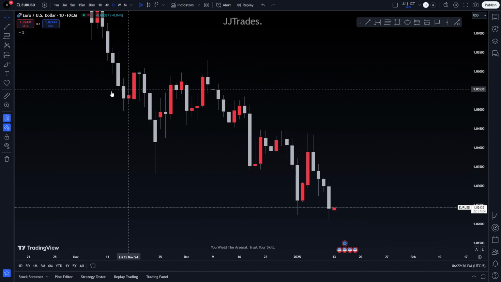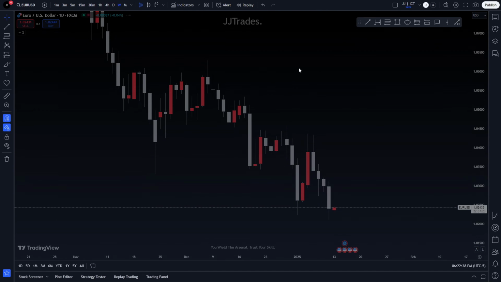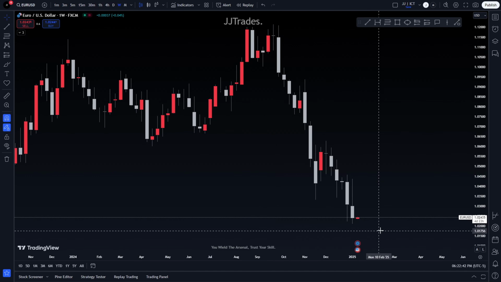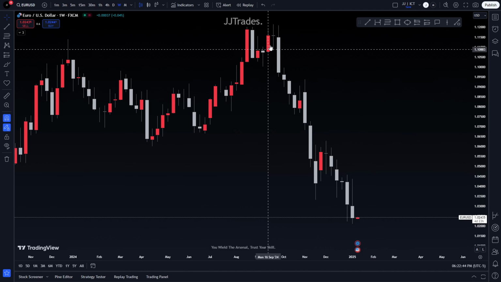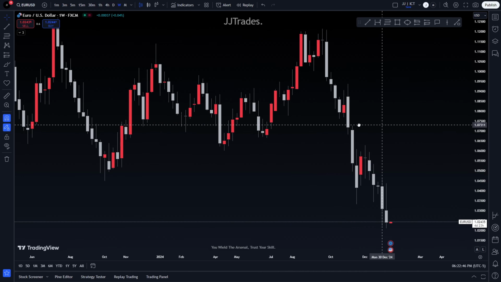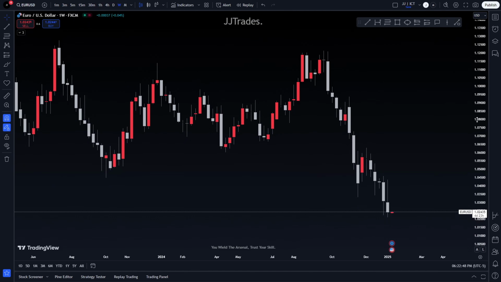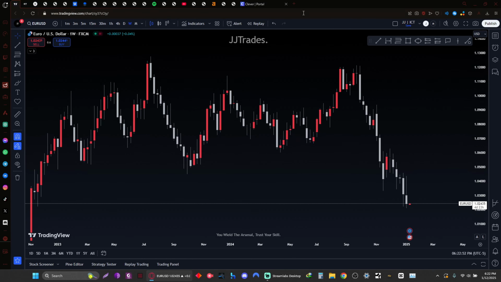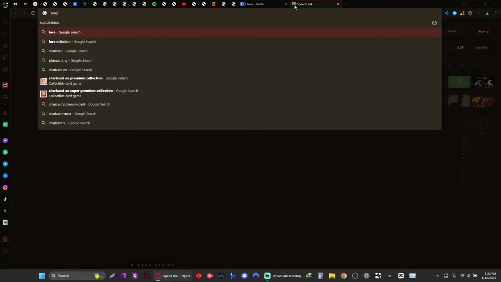Let's actually go into the euro dollar, and we're going to be analyzing this gigantic bearish move here, okay? We're going to be looking at it and looking at why it happened. But first of all, what do we got to do? We got to see the lore behind price. And if you don't know what lore is, I'll search up what lore is. Lore definition.